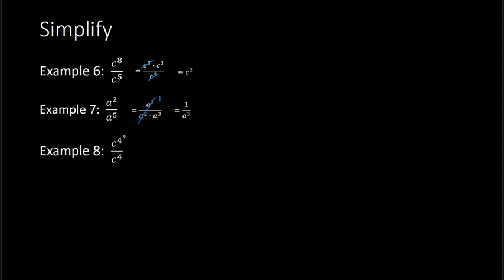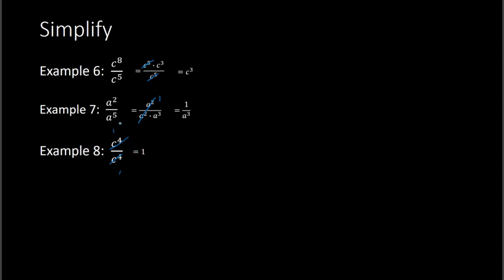And then lastly, example 8, we see here they both have c to the 4th on the top and the bottom. So those would divide out right away, and that would give me 1 over 1, which would equal 1. And we know that anything divided by itself is 1, so I can see right from here that this would equal 1 because we have the same thing on the top and the same thing on the bottom.